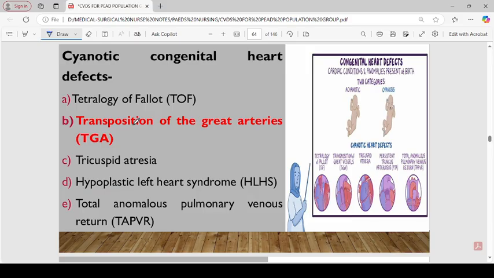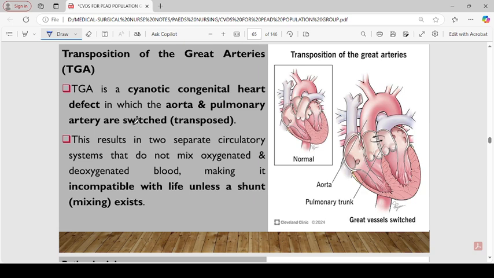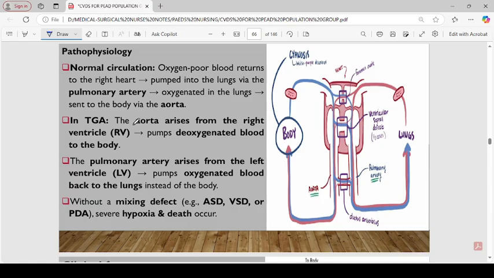Ladies and gents, the second cyanotic congenital defect is the transposition of the great arteries. This one is a cyanotic congenital heart defect in which the aorta and pulmonary artery are switched. They are transposed. That is why we're talking of transposition of great vessels. Which vessels? Aorta and pulmonary artery. So they have exchanged position. This results in separate circulatory systems that do not mix oxygenated and deoxygenated blood, making it incompatible with life unless a shunt mixing exists. So normally oxygen-poor blood returns to the right heart and is pumped to the lungs via the pulmonary artery. Oxygenated in the lungs, it will be sent to the body via the aorta.